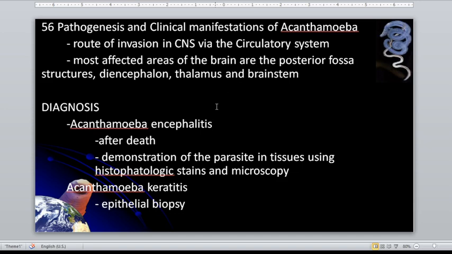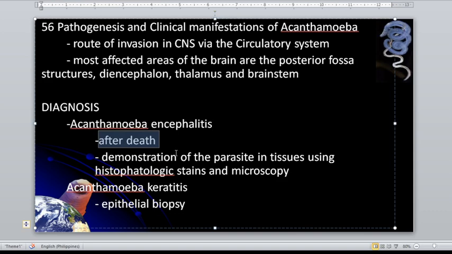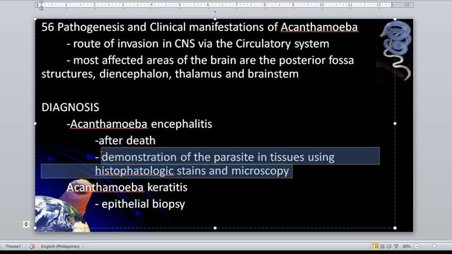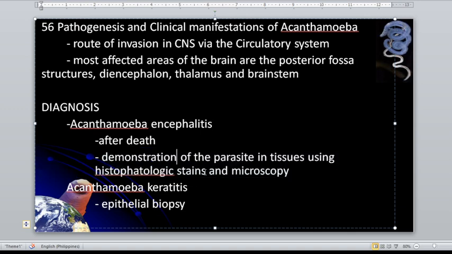So the diagnosis for Acanthamoeba encephalitis is done after death, most likely through an autopsy. There is the demonstration of the parasite in tissues using histopathologic stains and microscopy. Therefore, they will get a brain sample for histologic stains. For Acanthamoeba keratitis, that is through epithelial biopsy.